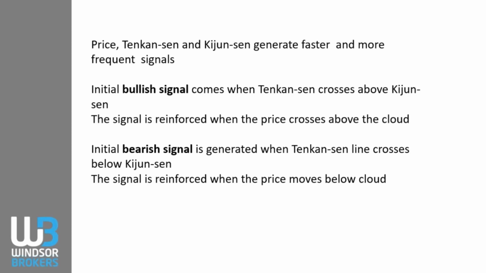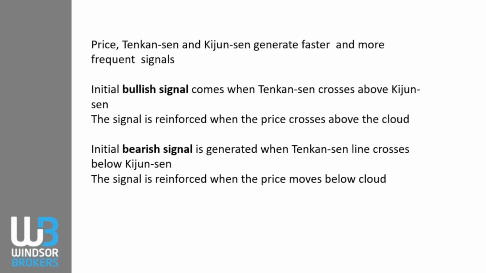So the initial positive or bullish signal comes when the Tenkan-sen crosses above Kijun-sen, and the signal is reinforced when the price crosses above the cloud. So we have the initial signal on crossover of Tenkan-sen, the faster line, above Kijun-sen, the slower line, and the confirmation of this uptrend comes when the price emerges above the cloud.